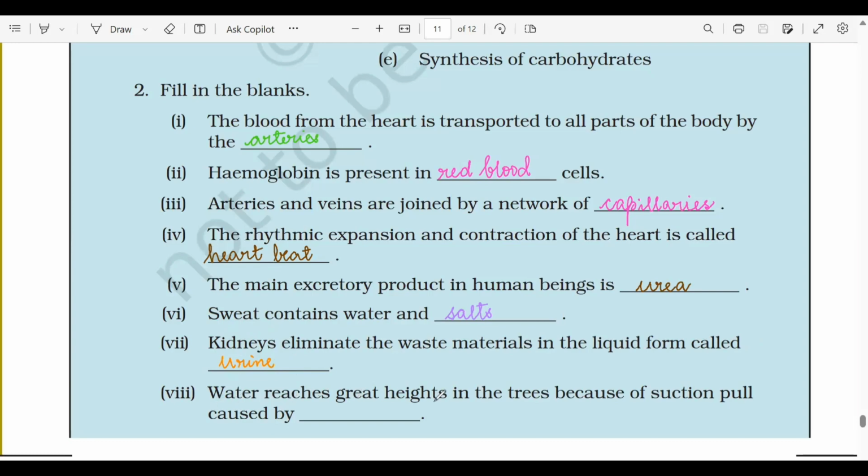Water reaches great heights in the trees because of the suction pull caused by transpiration. Right? So हमने ये लास्ट वीडियो में ही पढ़ा था. जैसे ही हम सक करते हैं कोई भी ड्रिंक अपने स्ट्रॉ से, एक कंटिन्यूस चैनल बन जाता है उस स्ट्रॉ में. वैसे ही जैसे प्लांट के बॉडी में ट्रांसपिरेशन के थ्रू वाटर रिमूव होता है, एक सक्शन क्रिएट हो जाता है, and that helps in more absorption of water from the roots, and the water forms a continuous channel in the trees, and as a result the water will reach great heights in the trees.